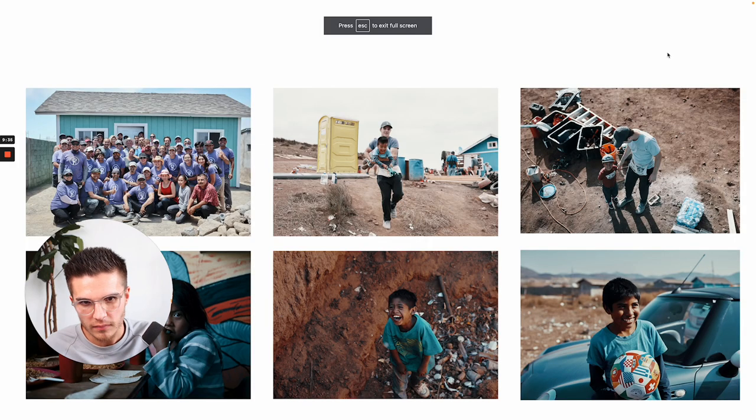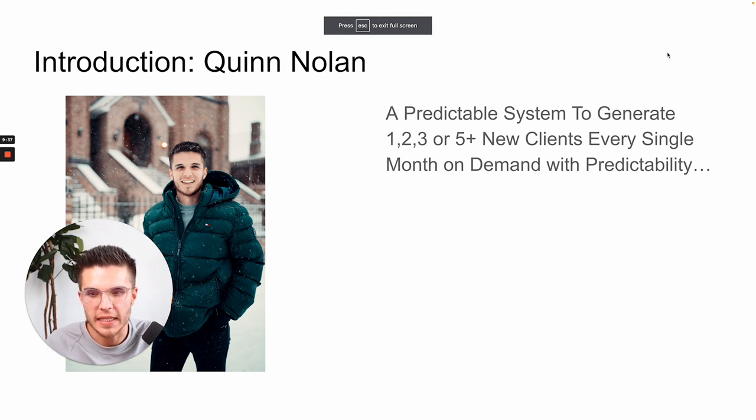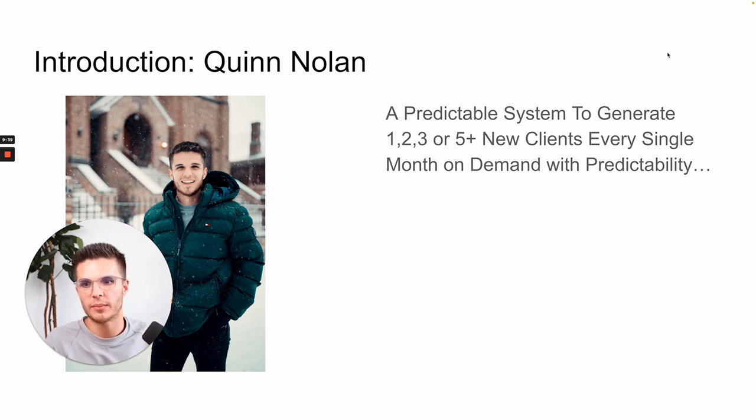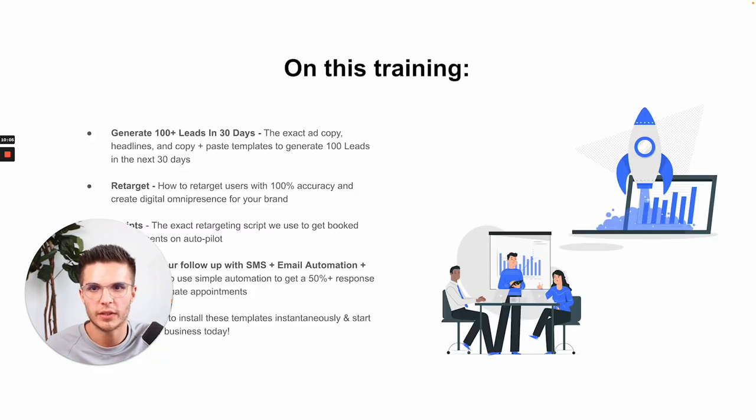So that's all the unique synthesis of information we're going to be sharing today: the branding, the look, the feel, the vibe, and then how you actually convert this into something for your business. Once again, my name is Quinn Nolan, and I'm going to be sharing exactly how you can implement a predictable system to generate 1, 2, 3, or 5 plus new clients every single month on demand with predictability.